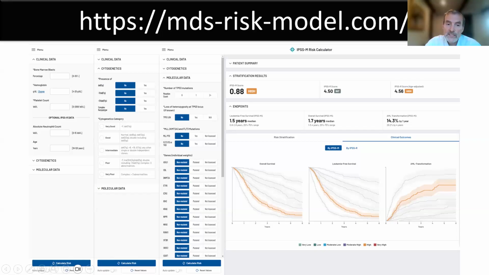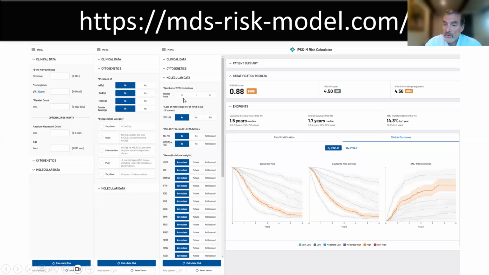You click that button. And then lastly, you go to the molecular data button where it asks questions about mutations. And the first question they ask is, does the patient have a TP53 mutation? Remember, that's that gene that's associated with a very poor prognosis. So it's the most important one to find out about.